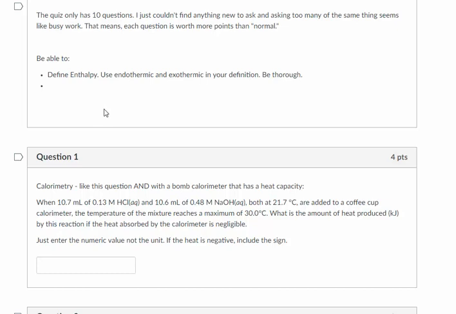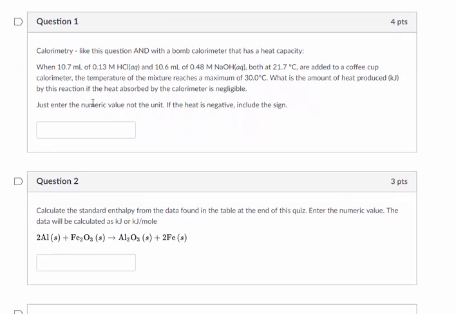This is a college level course. I need to see a college level definition. Now the first question I have on the homework is calorimetry. So you'll need to be able to solve a question like this as well as one where the bomb calorimeter has a heat capacity.